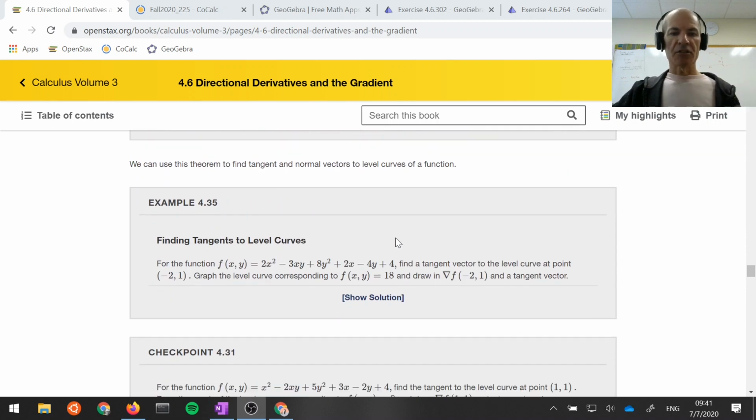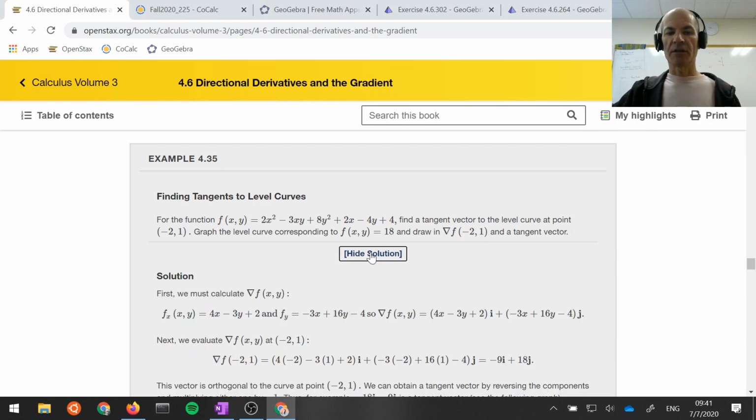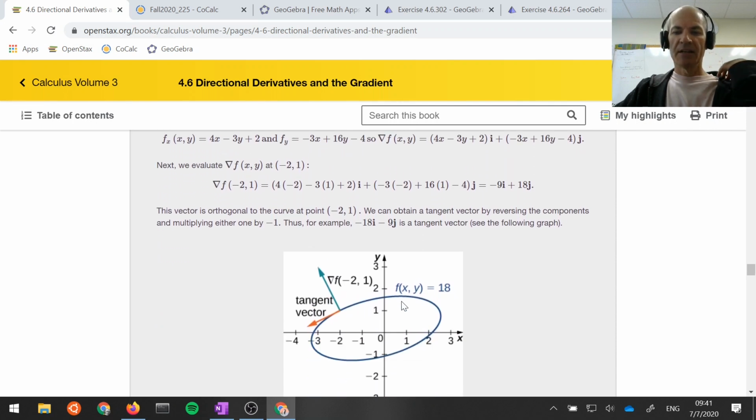So finding tangents to level curves really means finding the gradient, getting that direction, and then finding some perpendicular direction. For example, if we want to find a tangent to the level curve at the point -2, 1, the first thing we have to do is figure out what's the value of f at -2, 1. And honestly, let's just carry on here. The value is going to be 18, so the level curve is going to be this ellipse that you get by setting f of x, y equal to 18.